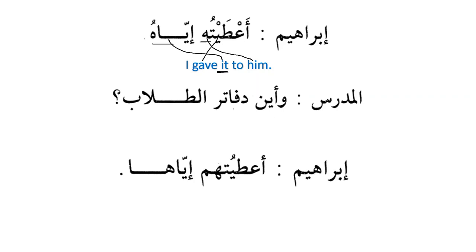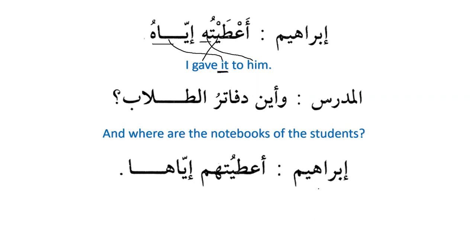المدرس وأين دفاتر الطلاب? And where are the notebooks of the students? Ibrahim says, أعطيتهم إياها. I gave it to them. أعطيت, I gave whom, them. إياها, it refers to what? The Ha refers to the books. The notebooks. Excellent. Yeah. So he says, I gave it to them.